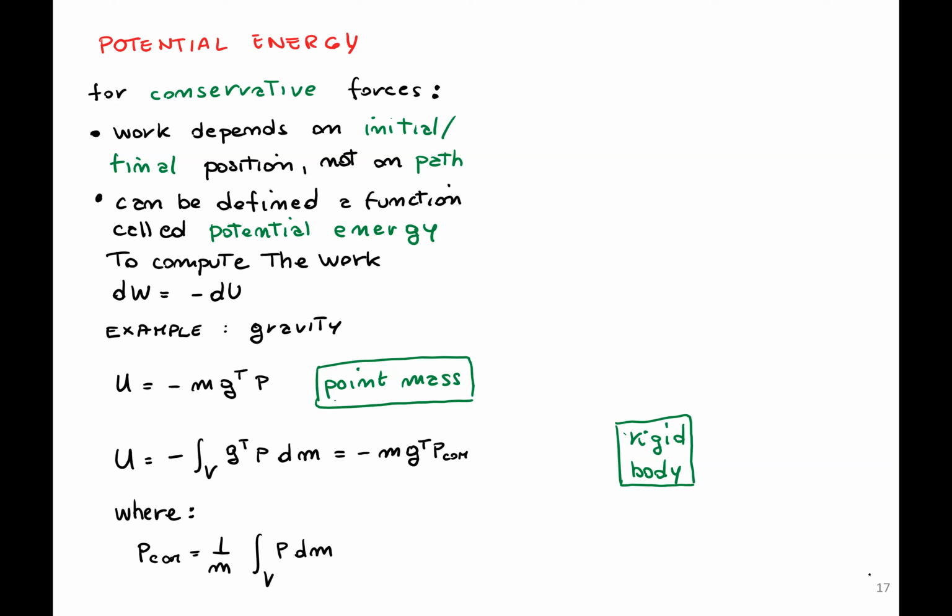There is a minus sign because the gravity is pointing downward, so we need to flip the sign to have a positive potential energy. For a rigid body, instead, we need to integrate through the volume, over the infinitesimal volumes with their positions. And since gravity is constant, we can take it out and we get exactly the expression of the center of mass position times m.